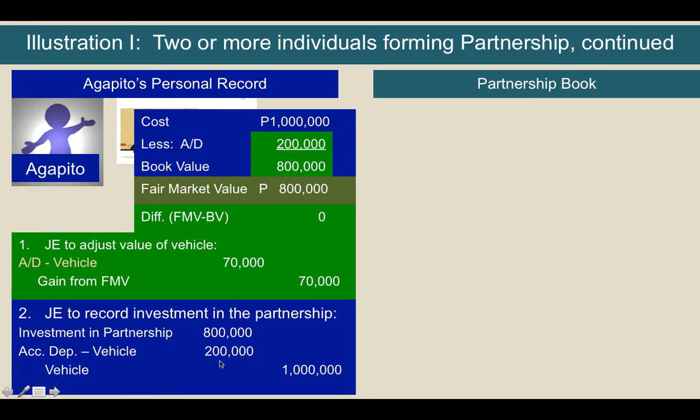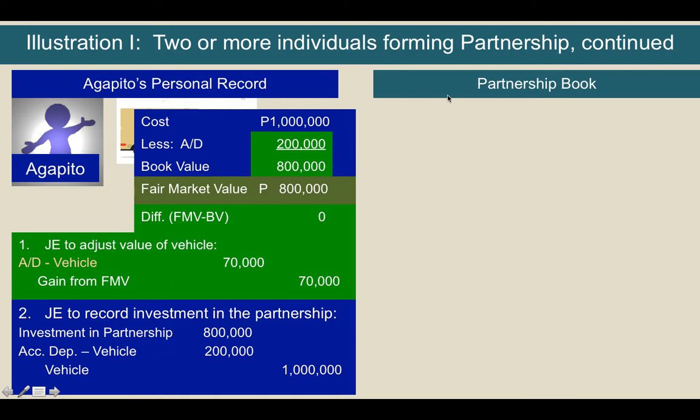Then Agapito can now record the investment. Here, Agapito will give the vehicle to the partnership. So instead of the vehicle, he will now have an investment in partnership in the amount of 800,000, and then remove the vehicle from his record. To remove that, he will debit accumulated depreciation vehicle, which is this 200,000, and then credit the cost of the vehicle at 1 million. This will be done by the accountant of Agapito.